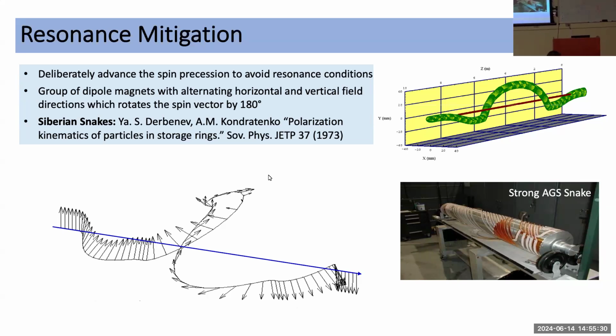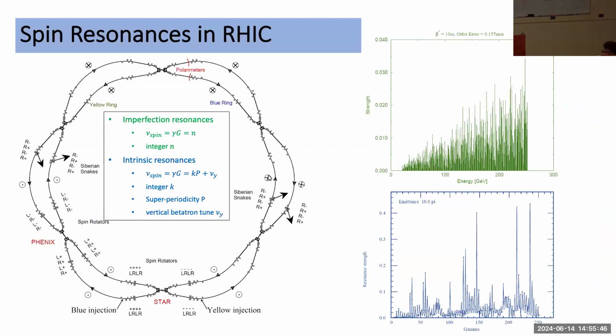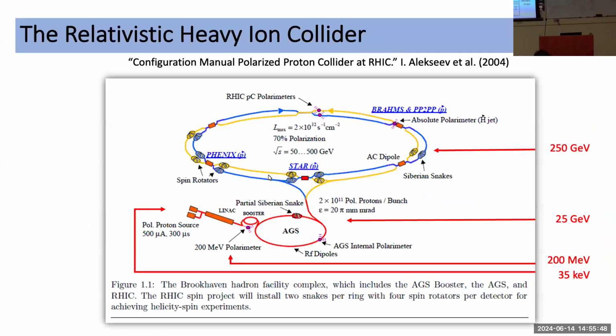It's the only machine worldwide where you can have a 250 GeV beam highly polarized. No other machine is able to do that. So I go in. This shows the windings of an AGS snake. The AGS for polarization retention also has a partial snake. A partial snake means the spin is not rotating by 180 degrees, but by some smaller angle. It still helps because it moves the spin tune away from unity.